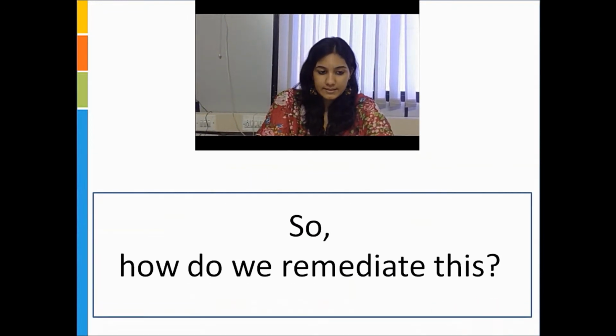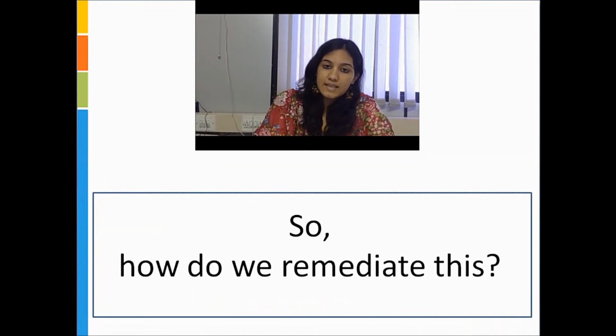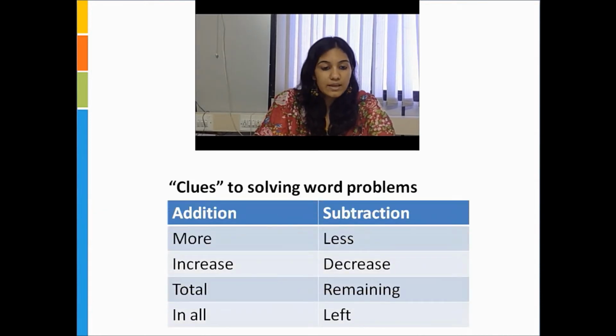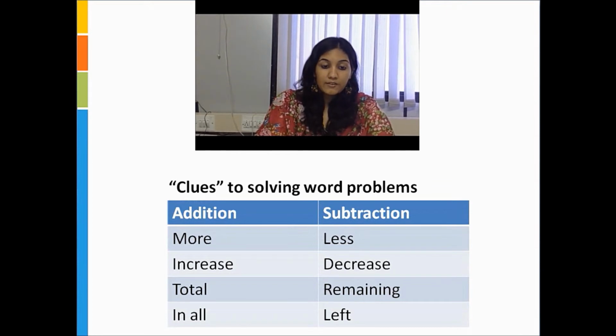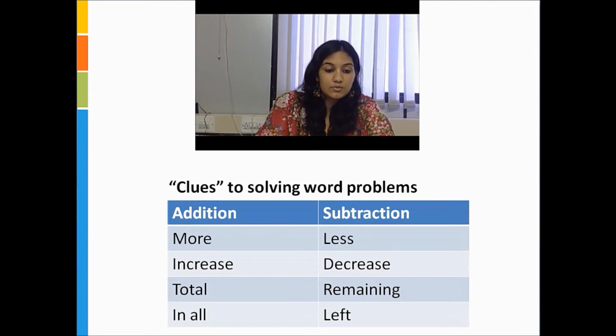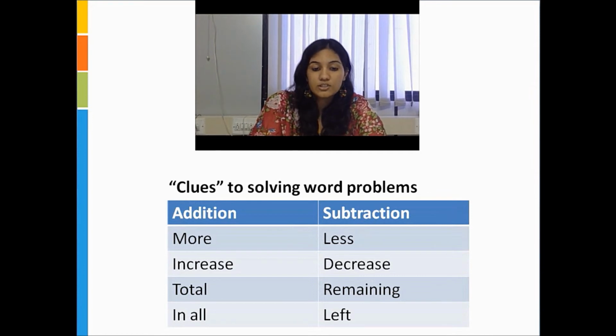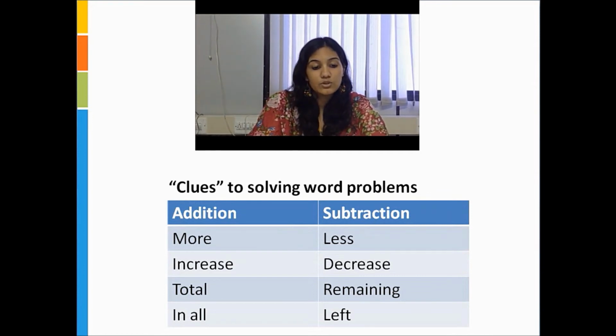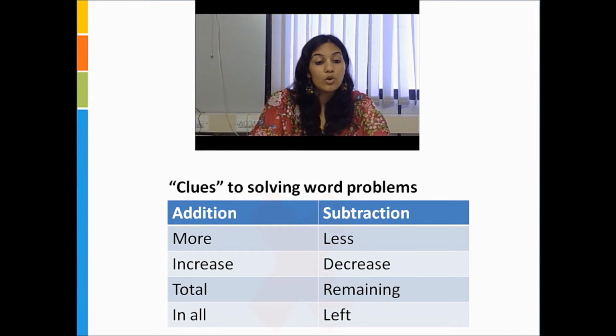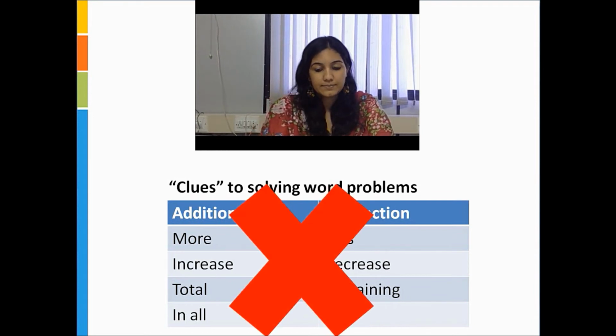So how do we remediate this? As we have seen, the problem in this case is not that students do not know how to add or subtract. The problem lies in the understanding of word problems. It is possible that students merely look for keywords like more, increase, total, less, left, remaining, etc. Unfortunately, some textbooks promote this misconception by passing these off as clues to operations. This may result in students not really reading the rest of the problem and just focusing on keywords. However, as the questions shown below prove, these keywords do not always refer to the operation that they point at.